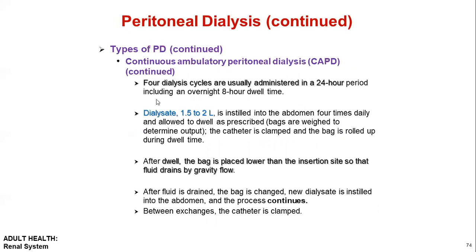Four dialysis cycles are usually administered in 24 hours, and the dialysate is usually 1.5 to 2 liters. After dwelling, the bag is placed lower than the insertion site so that the fluid drains easily because of gravity, right?